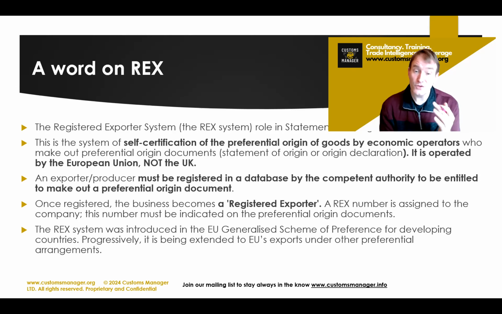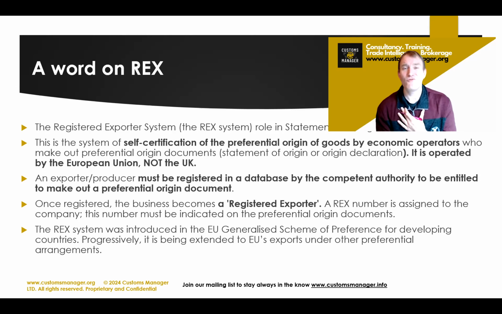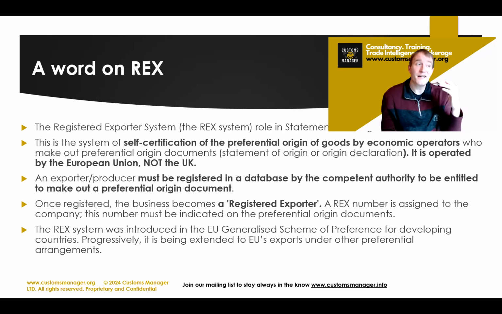The exporter or the producers must be registered in a database by the competent authorities, the Germans, the French, the Italian, the Spanish, to be entitled to make out these preferential origin documents. So there's one more additional step to do in the EU that you don't have to do in the UK. Once you're registered and you've clicked, I confirm that I understand the rules of origin and I know how to apply them correctly, because that's the key point of this, then you become a registered exporter and you get a REX number. So I can reasonably assume that when you have a REX number, you must have clicked, I confirm that I know what I'm doing.